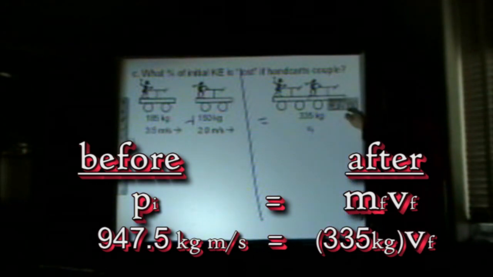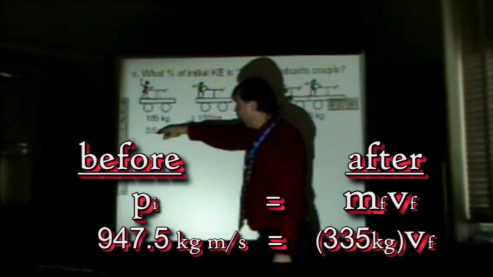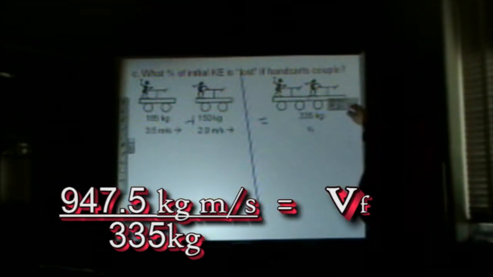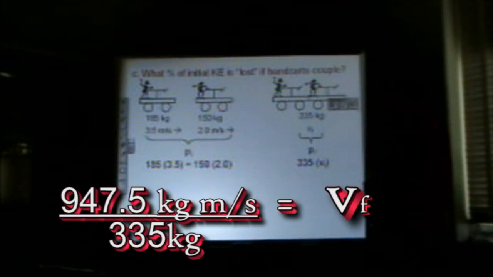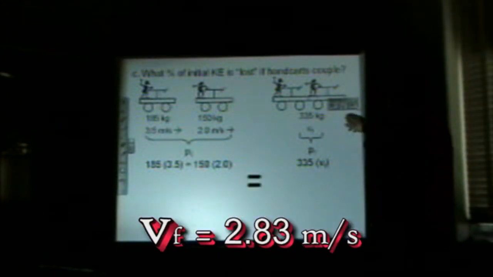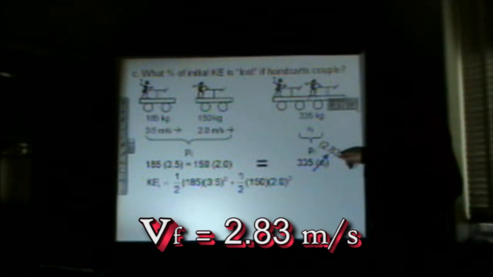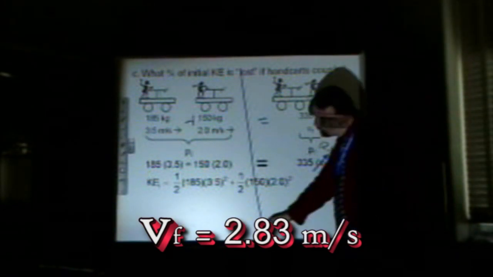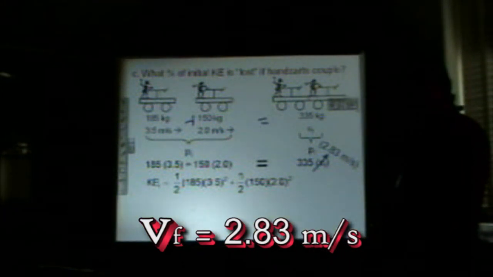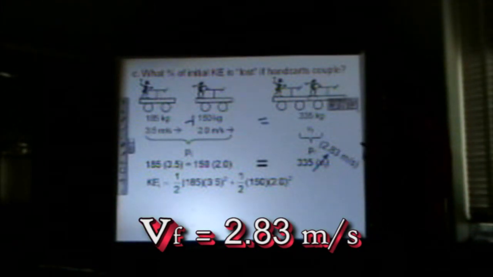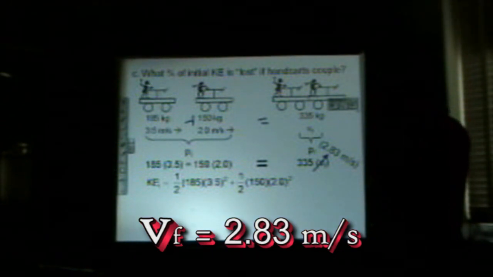So divide that by... and we're looking for this. So this times this plus this times this, divided by that. You've got a momentum before and a momentum after. All right, so throw that in there. This is equal to that. So we get an answer of 2.83 meters per second for our final velocity of the two together.